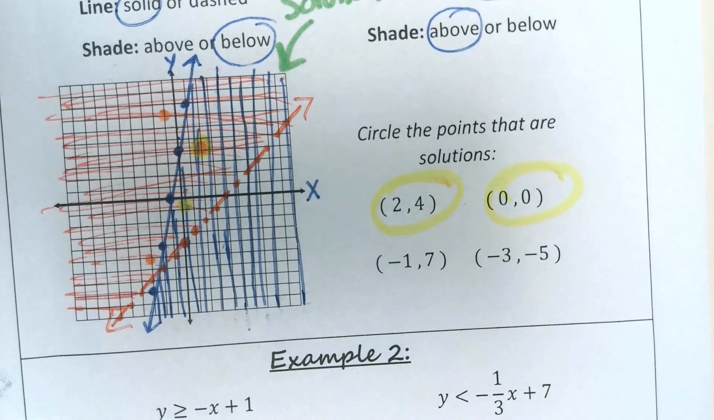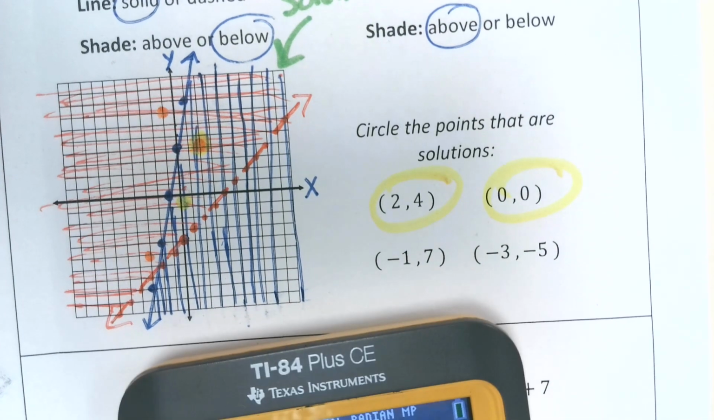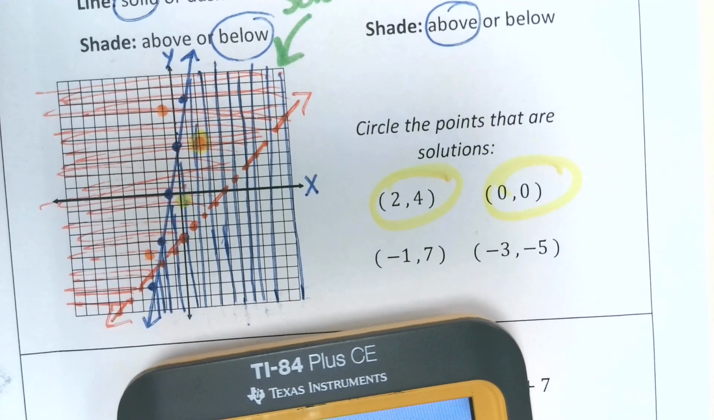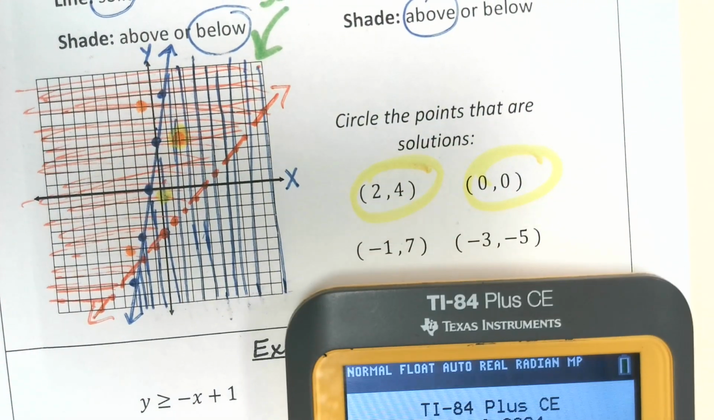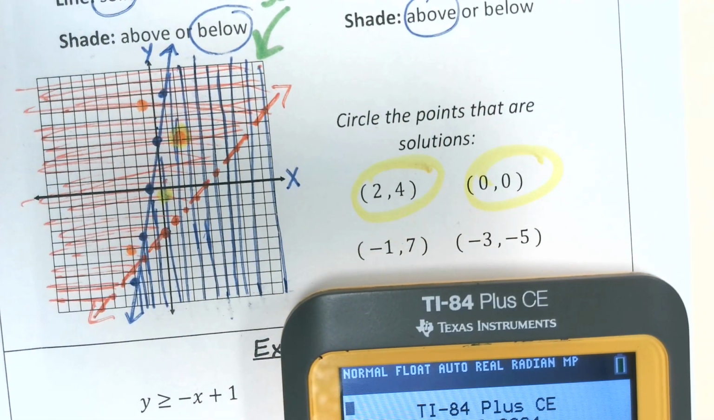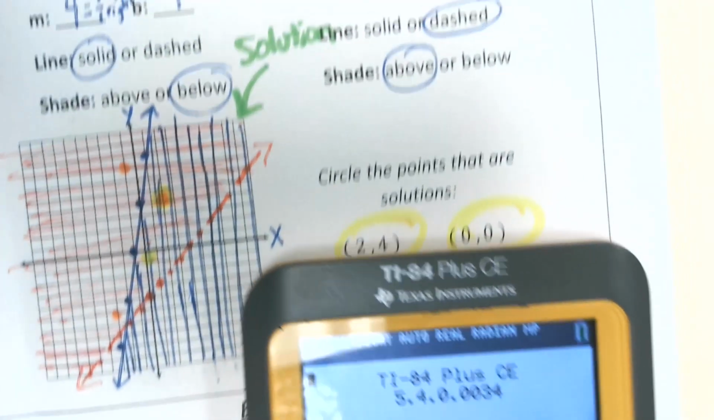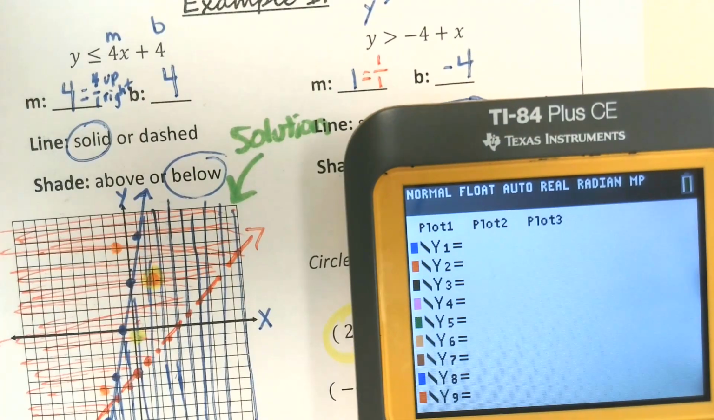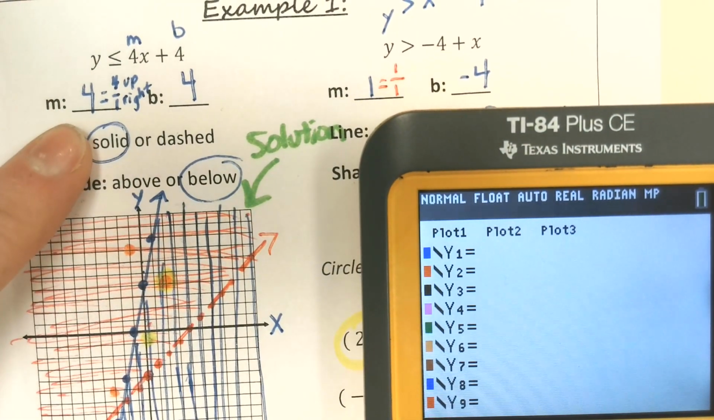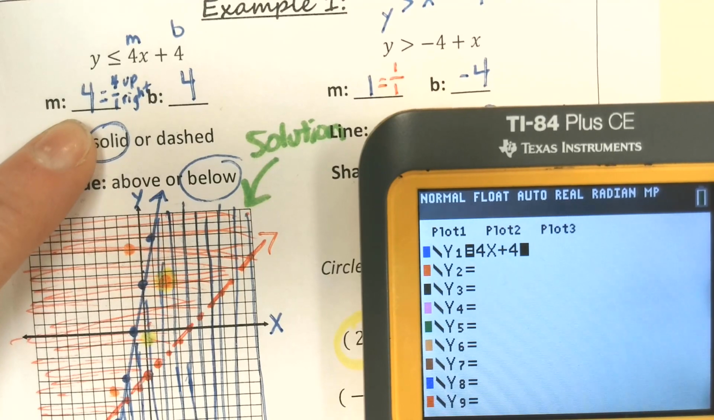All right, let's graph this in the calculator. So clear out the memory on your calculator. Second plus 7, 1, 2. And we're going to graph both of these. If you don't have a calculator, go grab one. Let's go to y equals. We're going to put in the first one, 4x plus 4.